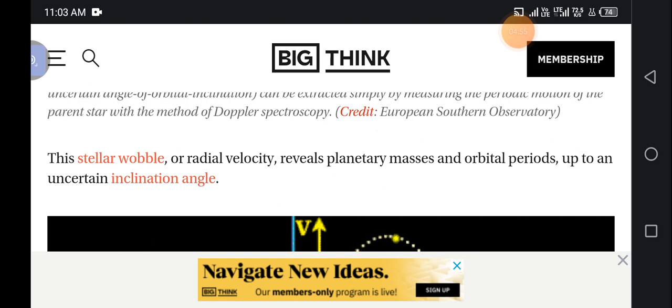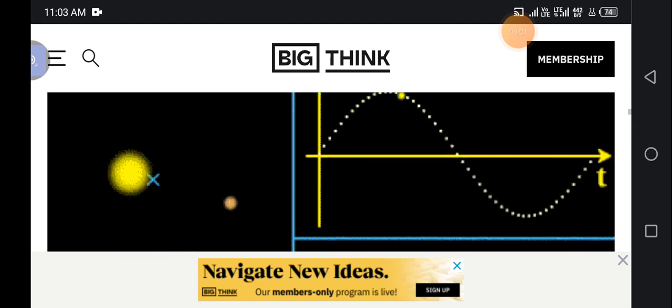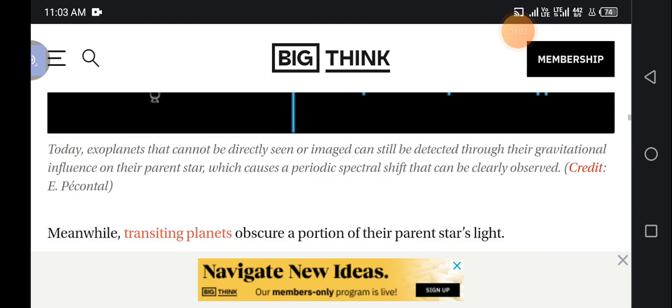This stellar wobble, or radial velocity, reveals planetary masses and orbital periods up to an uncertain inclination angle. Today, planets that cannot be directly seen or imaged can still be detected through their gravitational influence on their parent stars, which causes a periodic spectral shift that can be clearly observed and measured.